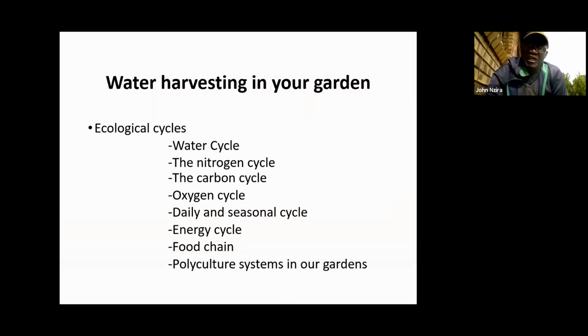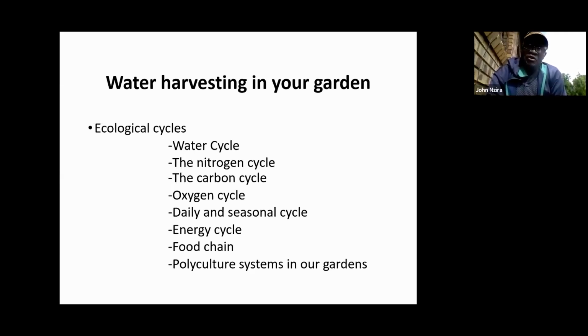We do not have enough water for our gardens, for drinking, for domestic use, and even for watering our gardens. Most gardens get stressed, or plants get stressed, because we don't get enough water to irrigate them. So hence, we need to conserve water. We need to make sure that water is conserved and taken care of. Wherever we have a drop of water, we need to take care of it.